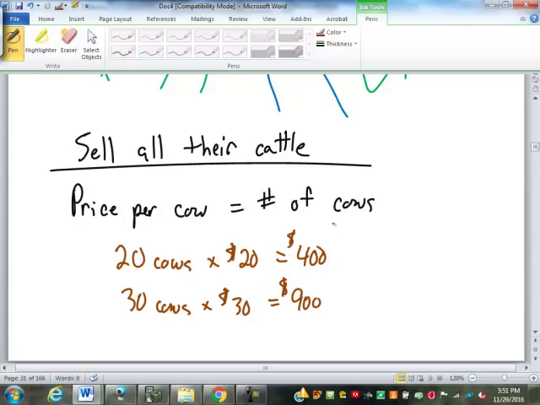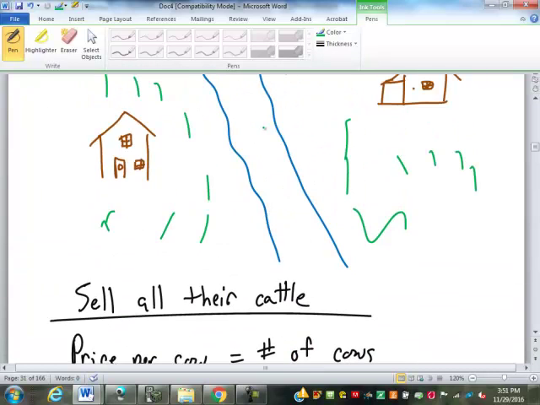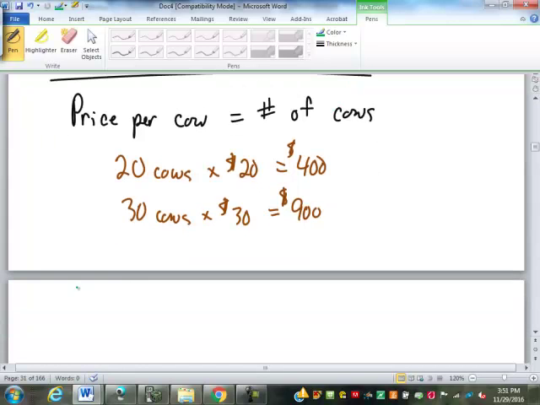But I'm not going to tell you how many cows they had. So they sold all their cows, and the price they got per cow was equal to the number of cows. They're sitting there thinking, what are they going to do with this ranch? They got all this grass, they don't want to have to mow it. So they decide they're going to buy sheep. So they take all of their money from cows, and they buy as many sheep as possible.